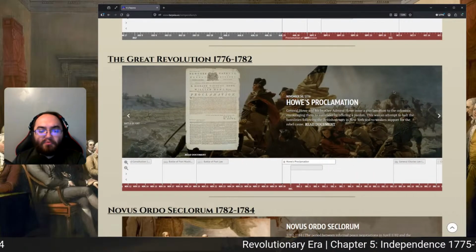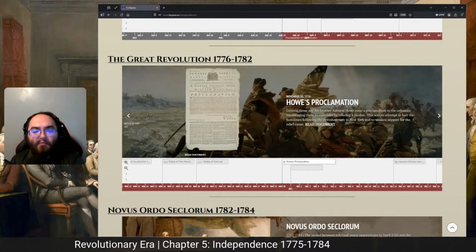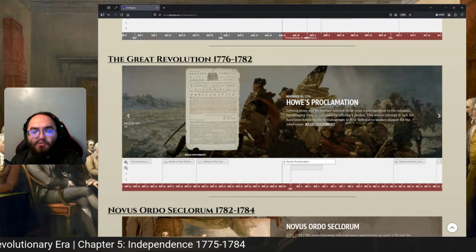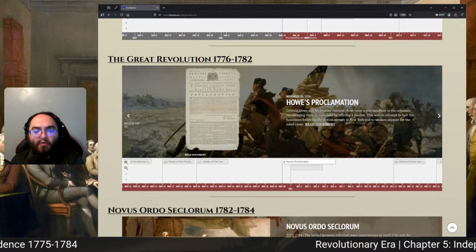Then you have Howe's proclamation. General Howe and his brother, Admiral Howe, issued a proclamation to the colonists, encouraging them to surrender by offering a pardon.